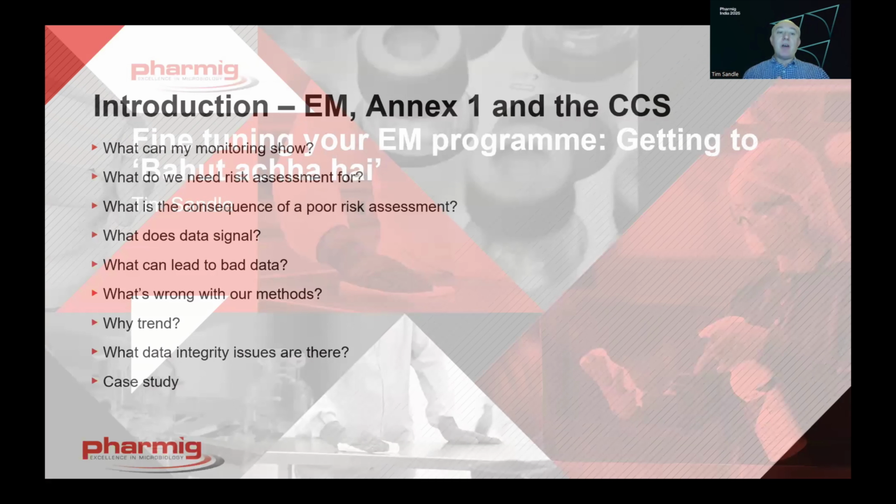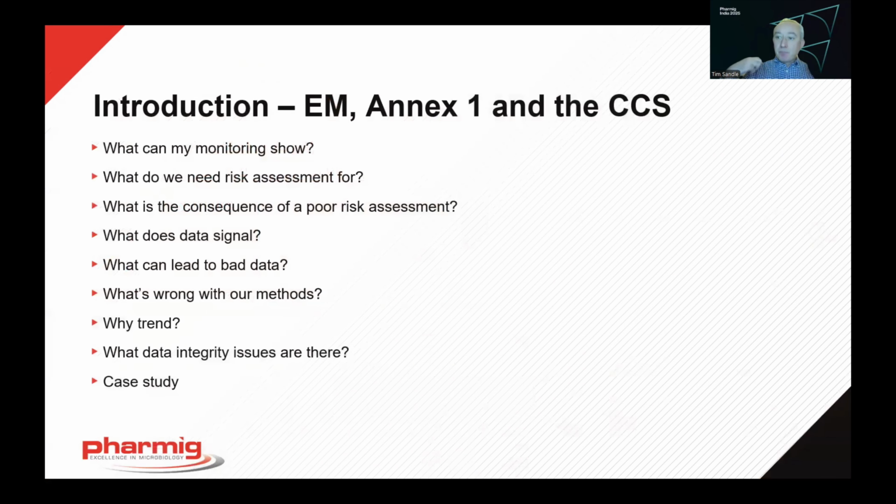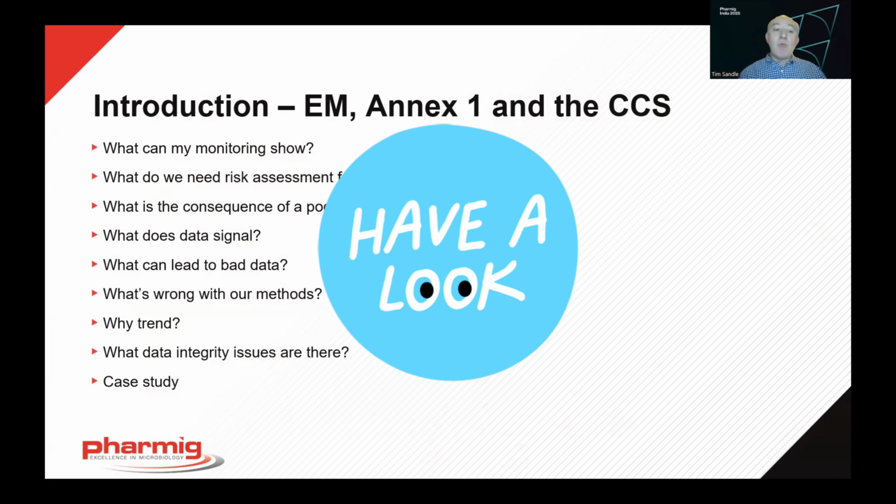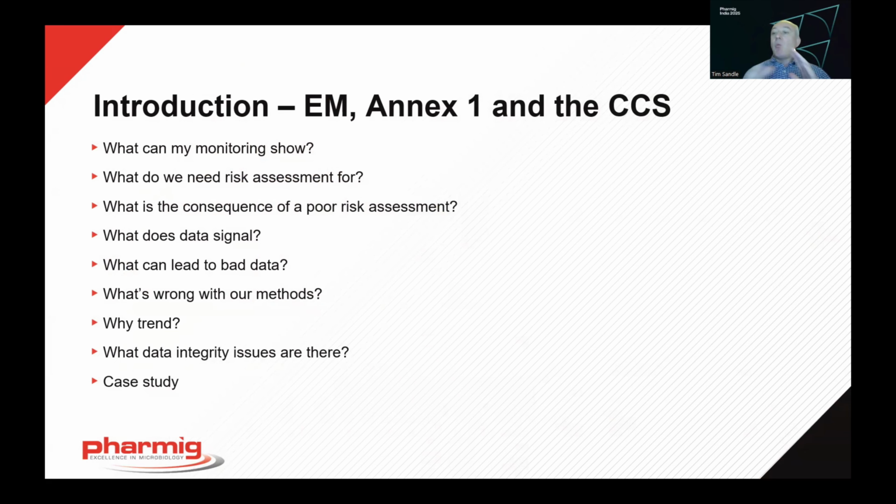So in this session, I want to consider what my environmental monitoring can actually show, the use of risk assessments and why we might need them. What's the consequence of doing a poor risk assessment? What is our data? What is our data signal? What can lead to bad data? What's wrong with our methods? Why should we trend? What data integrity issues are there? And we'll also have a look at some case studies.